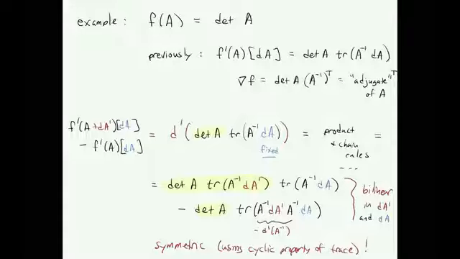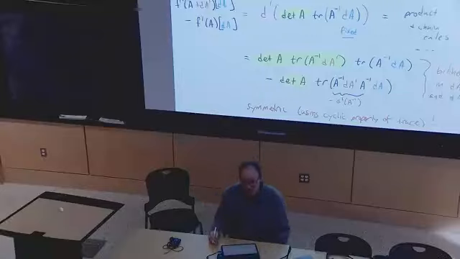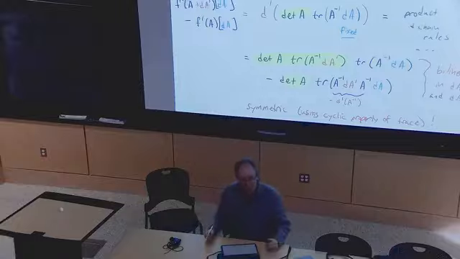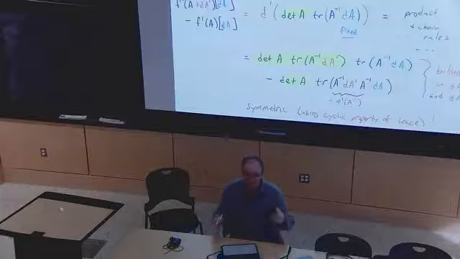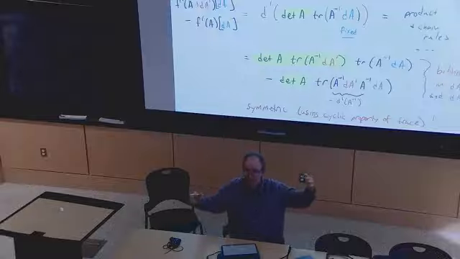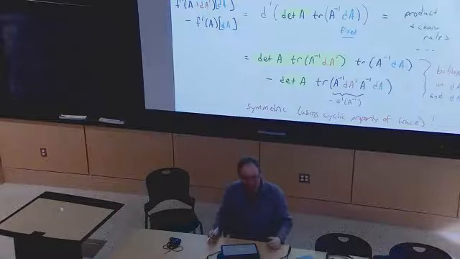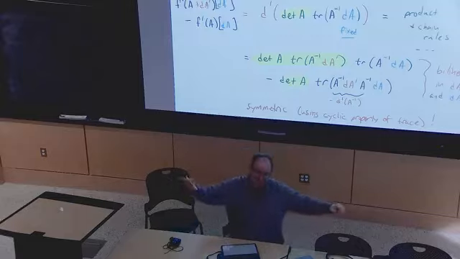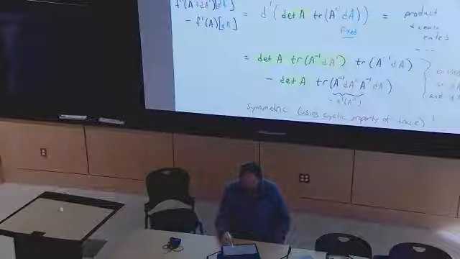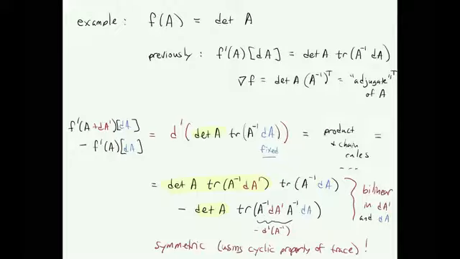That's it. This doesn't simplify further. We can't write it as a Hessian matrix unless I vectorize things. So if I do vec of dA, this could be some big matrix, it's n squared by n squared, that has a vec of dA on one side and vec of dA prime on the other side. But it's not very natural to do that, and in some ways it's easier to do this.